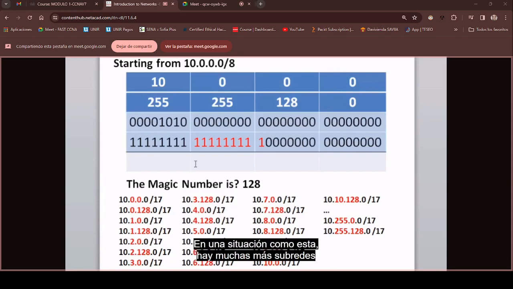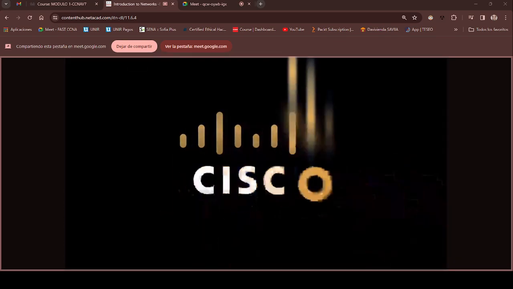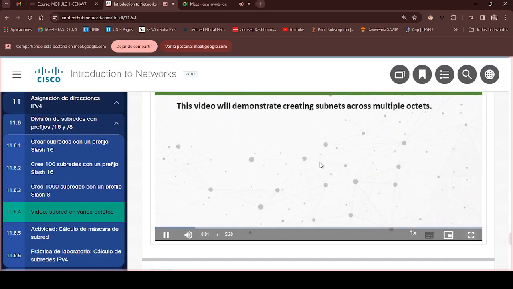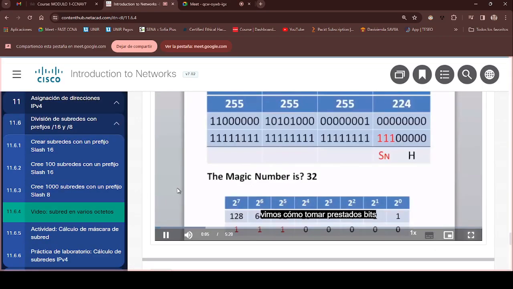In a situation like this, there's many more subnets and many more hosts per subnet, but the rule of the magic number still applies. In classless subnetting, we've seen how we can borrow.